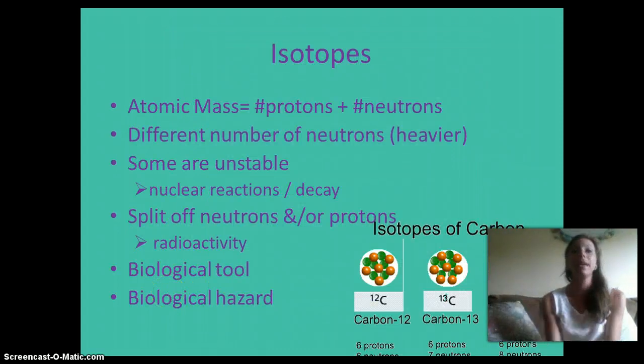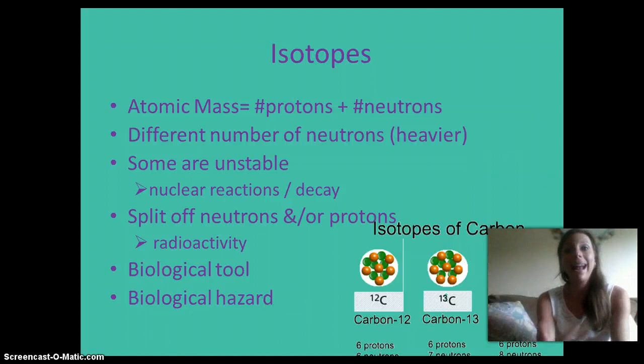Isotopes are going to be atoms that have a different number of neutrons than protons. So the atomic mass is going to be the number of protons plus the number of neutrons. If there's a different number, their neutrons are typically heavier. So if there are more neutrons than protons, it gives it a heavier atomic mass. So here we have an isotope of carbon. So we have carbon 13, it has 7 neutrons, and carbon 14, it has 8 neutrons.